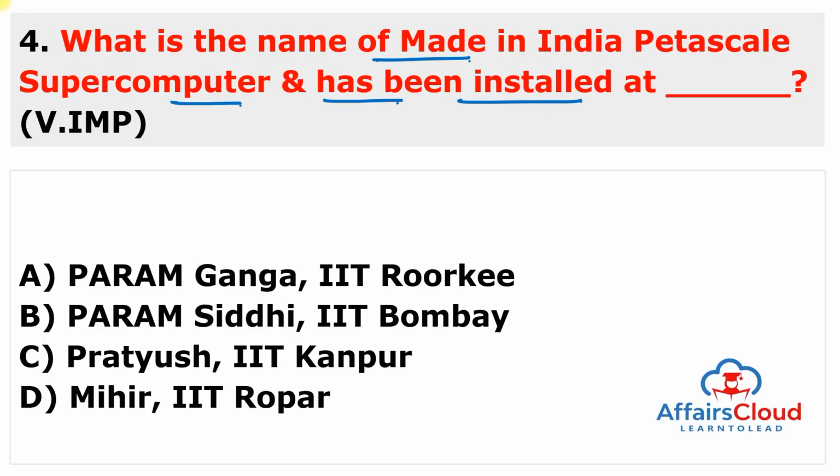So two questions under one question. And the name of this Petascale Supercomputer is Param Ganga, and it has been installed at IIT Roorkee. So the answer of this question is A.